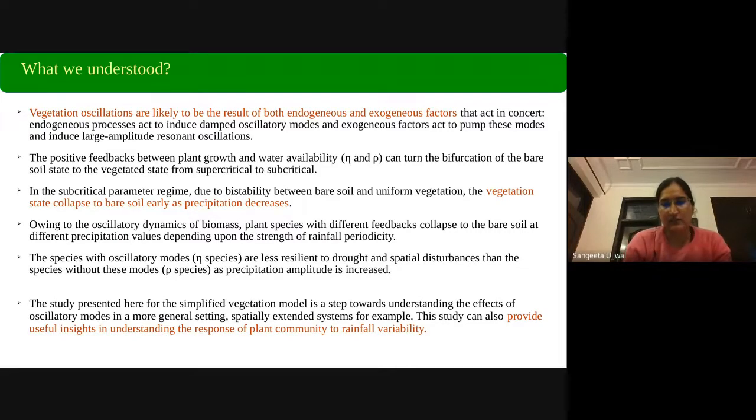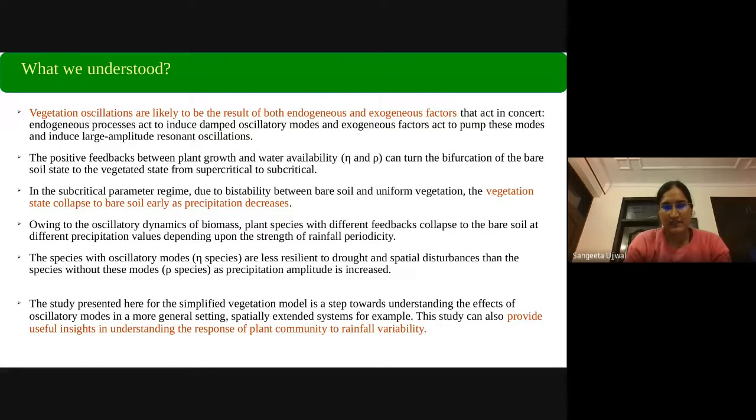This model was just for one species. Instead of just considering one species, if we consider a pool of species, can we say something? Here we saw that due to oscillation, the biomass just collapsed to the bare soil solution. But what happens before the collapse? Can we say something about the precursors or the phenomena that occur just before the collapse?